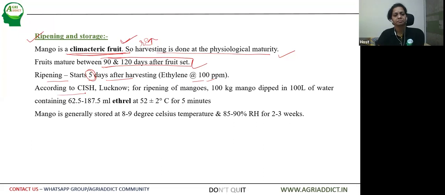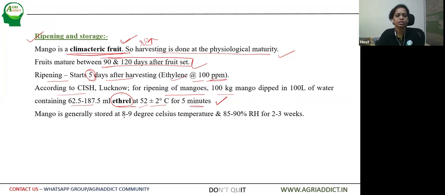Then according to CISH, Lucknow, for ripening of the mango, they recommended 100 kgs of mango dipped in 100 liters of water containing 62.5 to 187.5 ml of ethrel, at a temperature of around 52 plus or minus 2 degrees centigrade for 5 minutes. So this is the best method instead of going for any harmful chemicals. It is better to remember the percentage or amount of ethrel or the ppm of ethrel, which is normally given in gaseous or liquid form.